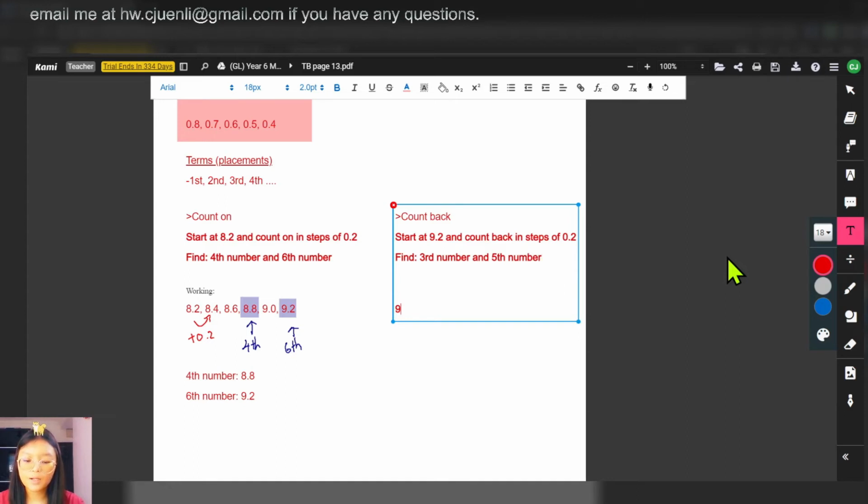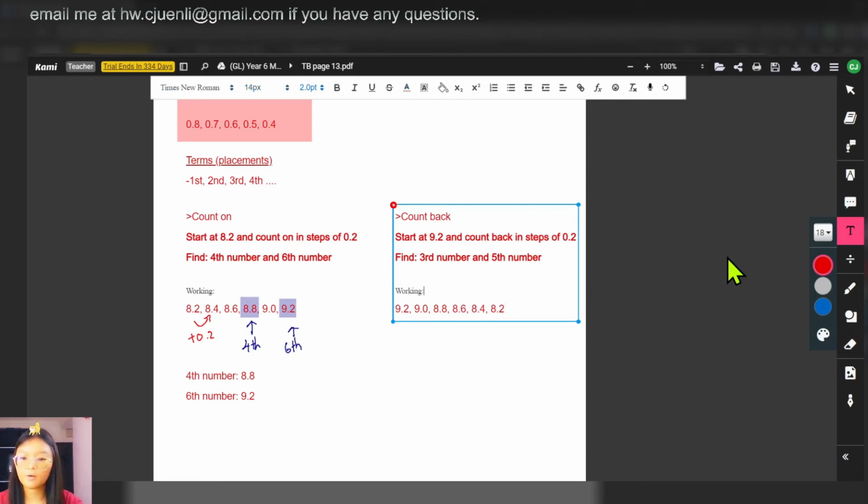Right? So let us write 9.2, 9.0, 8.8, 8.6, 8.4, 8.2. Maybe that's enough. Should be enough.